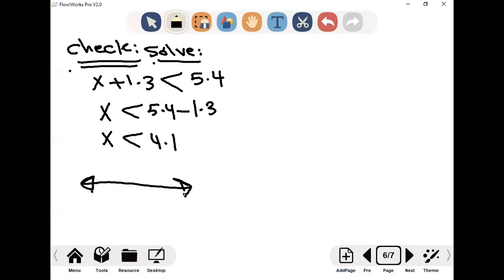Now in your book you have numbers here, right? You will find 4.1. Start from it. Now less than, I'll go to the left, and we have an open circle like this, which means the 4.1 is not included in the solution.